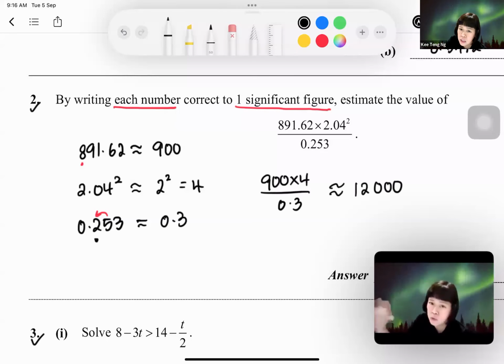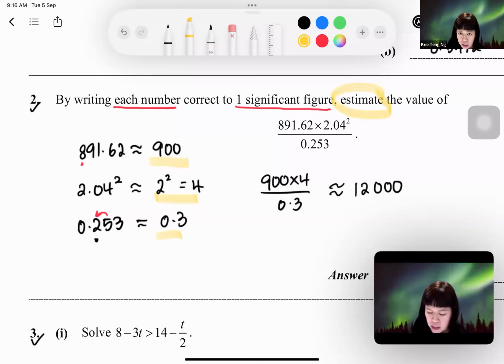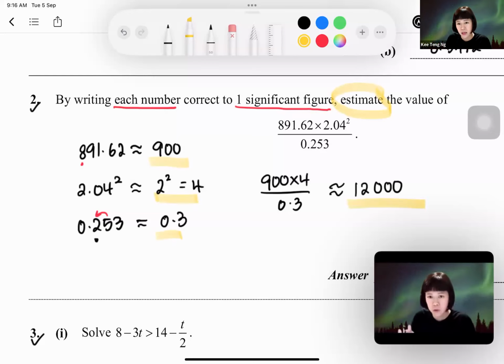Then some students think that, oh, this answer, I need to round off to one significant figure. That is not true because I have done the process where I'm rounding off each number to one significant figure. They say hence estimate. So this is an estimation of the number. Even though the final answer is not one significant figure, you do not need to change it. So this answer should be the correct final answer. Am I clear?